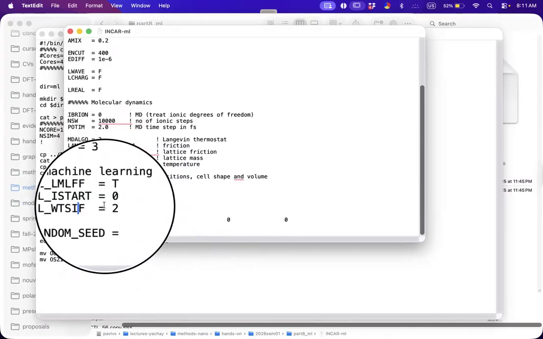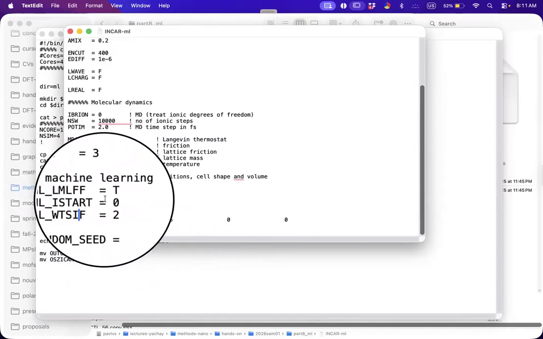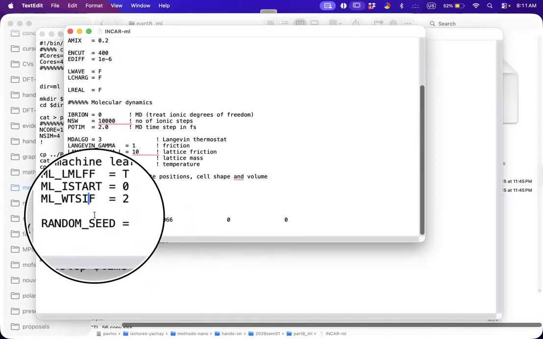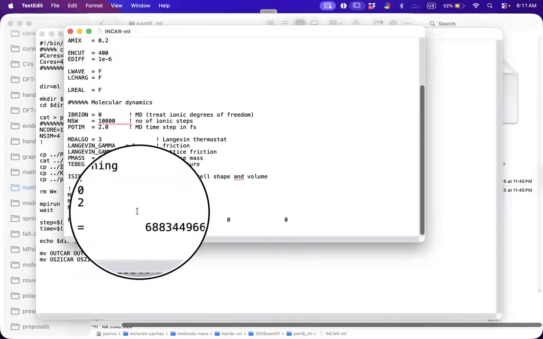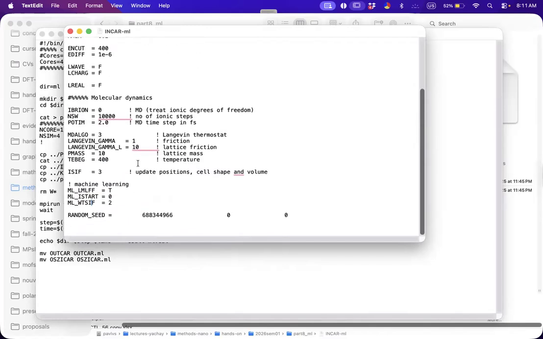And the important one here is ML_LMLFF. True means that we will train the machine learning force field and so on. And always, please try to set this random seed. That will help us to reproduce the results. So that is the INCAR file.